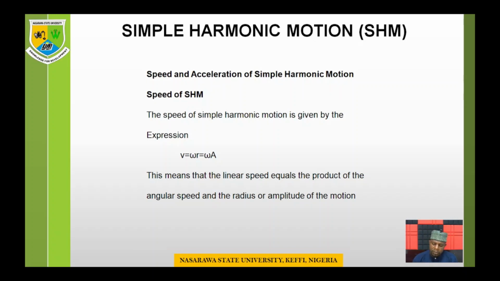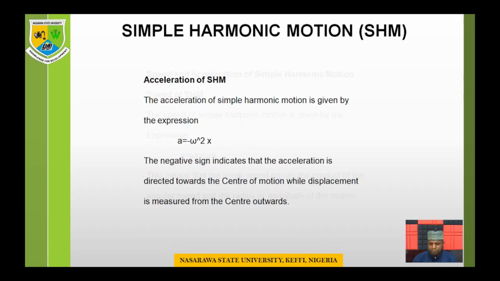So radius and amplitude are treated the same in this case, and simply the linear speed is v, which we said is equal to the product, that is multiplication, of angular speed, which is omega, and the radius or amplitude, which is r or a. So this is simply what we mean by speed of simple harmonic motion.